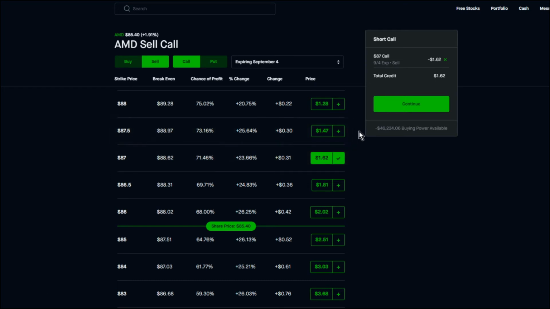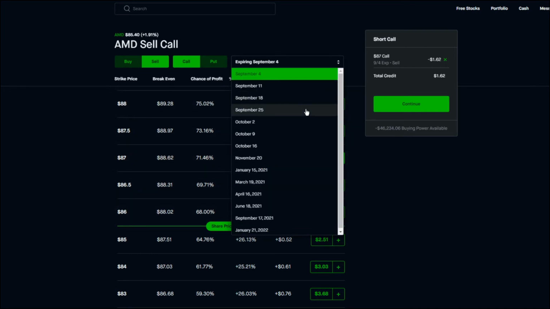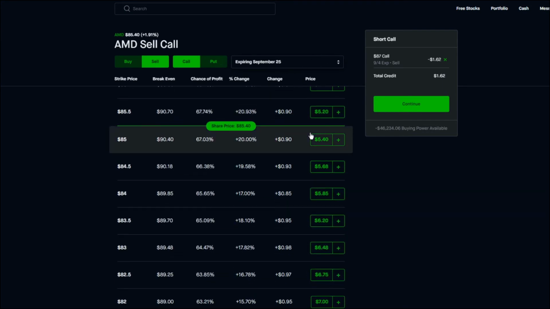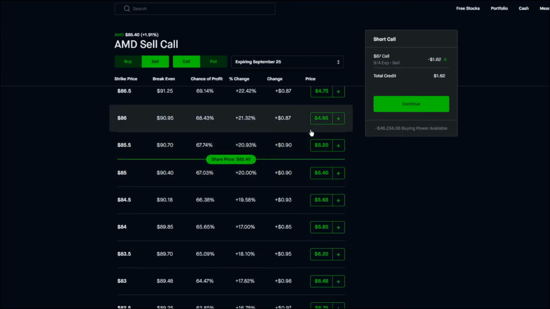So now what this means is, if you're selling this one, you're getting a premium of $162 basically, because 162 times 100 is $162. So you're getting a premium of $162 instantly. But not just that. And it's expiring the 4th, or let's choose a different date. It's the 25th, right? We just ended up buying the stocks. Now we're going to sell it.